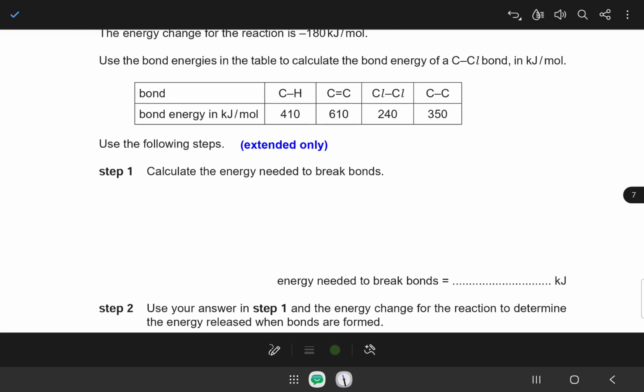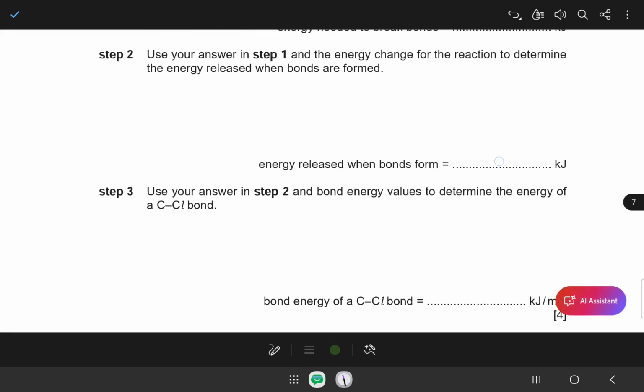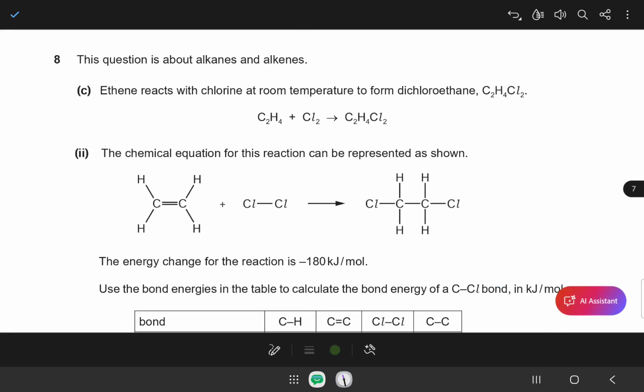So this is going to be a bond calculation. It requires a lot of maths, but that's fine. This question is about alkanes and alkenes. Ethene reacts with chlorine at room temperature to form C2H4Cl2. Here is our chemical reaction for that. C2H4 plus Cl2 arrow, so it's not reversible.